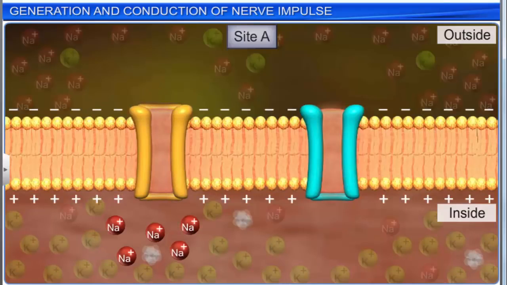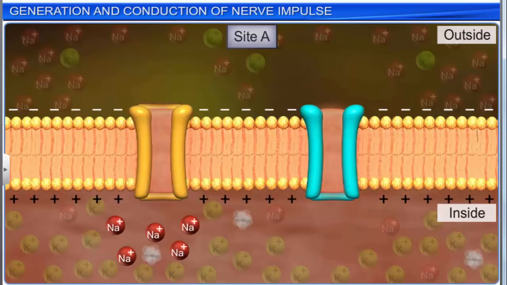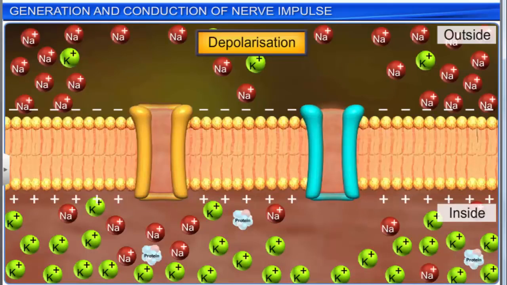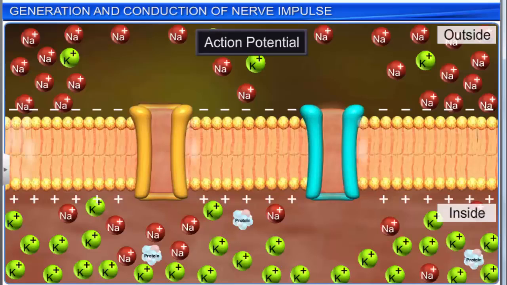That is, the outer surface of the membrane becomes negatively charged and the inner surface becomes positively charged. This reversal of polarity across the two sides of the membrane is called depolarization. The electrical potential difference across the plasma membrane at site A is called the action potential. This action potential travels as a wave of depolarization along the length of the nerve fiber in a particular direction and is called the nerve impulse.